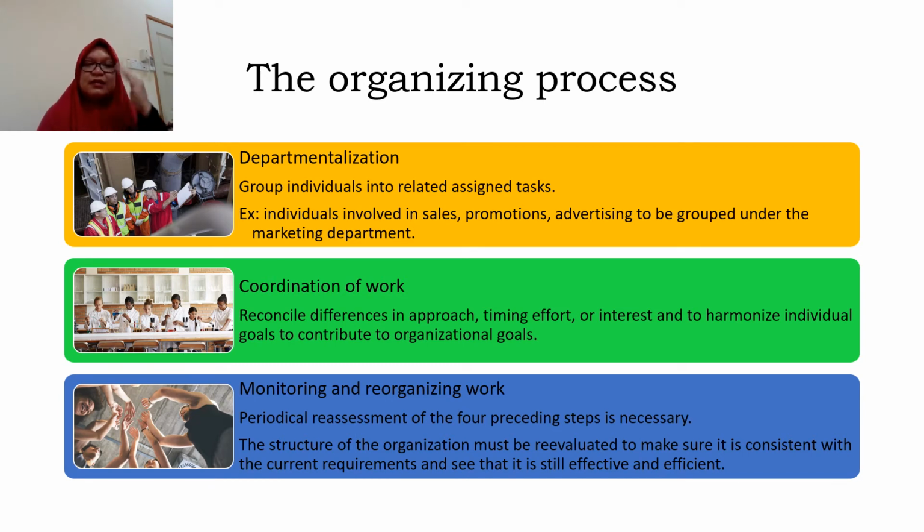The third stage in the organizing process is departmentalization. Departmentalization means grouping individuals into related assigned tasks. For example, individuals involved in sales, promotions, and advertising are grouped under the marketing department. This means we have assigned all the employees the activities and tasks that they have to do. Now we want to group them: those who do related tasks will be grouped under one department.